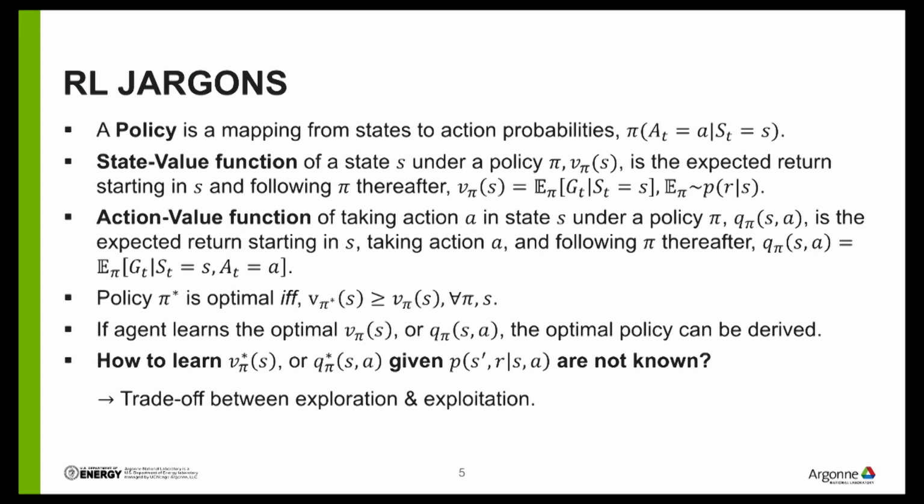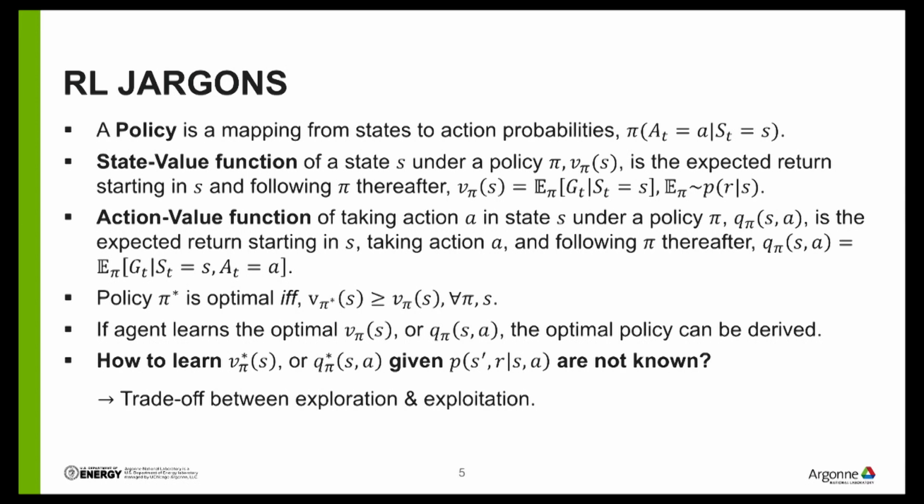The other thing we have here is the state value function, and this is defined for every state in our state space and for a given policy. It basically describes what is the expected total reward that the agent is expected to have if it starts at state S and continues thereafter following the policy pi.